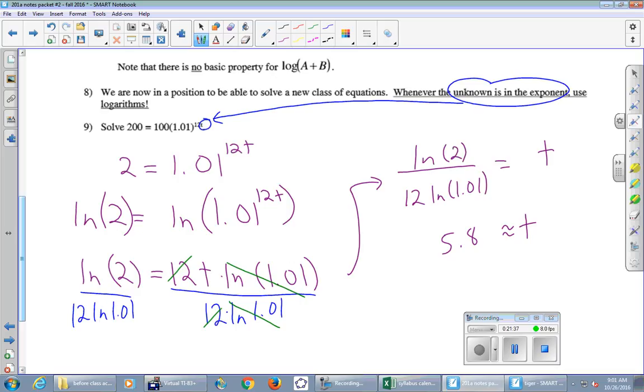Just for kicks, if you have just typed this thing into your calculator and got 5.8, change it to log. Use the common log button instead of the ln button. So do log of 2 over 12 log of 1.01. Can somebody do that real quick? And for those of us waiting, what are we going to get? Do it in your head. 5.8, right? Doesn't matter what base you use.